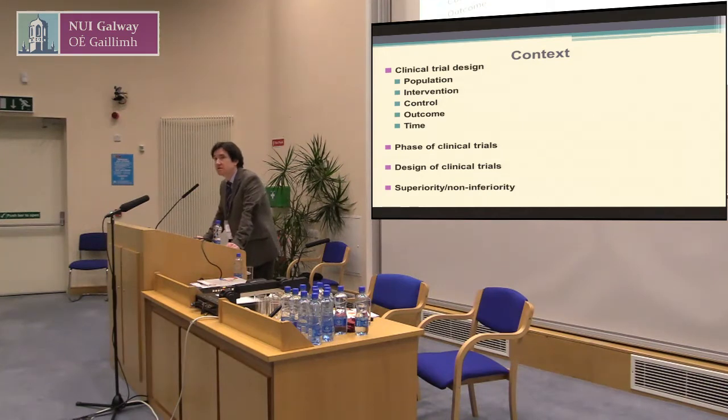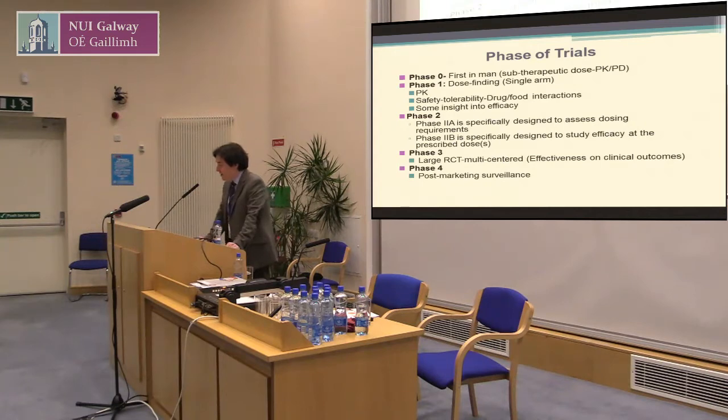And within the question, it's the PICO: population, intervention, control or comparison, outcome and time. The phase of clinical trials I'm going to discuss, the design, methodologically and general principles, and then this kind of more recent concept of superiority versus non-inferiority. So it's like a matrix. These are aligned but exclusive concepts that all go into a clinical design.